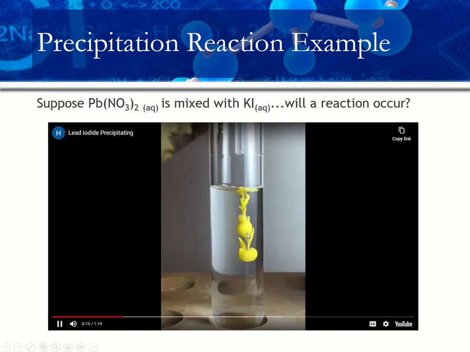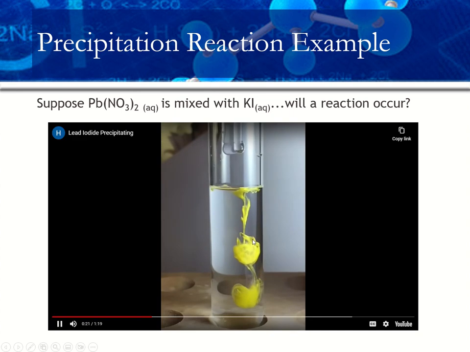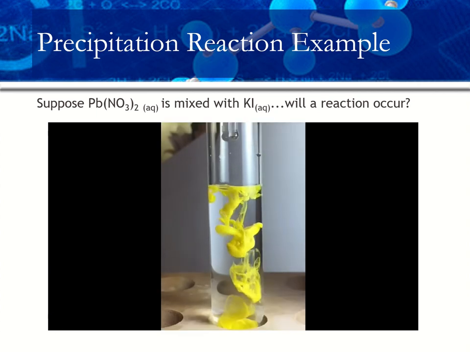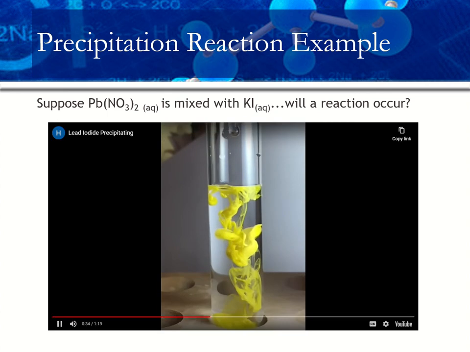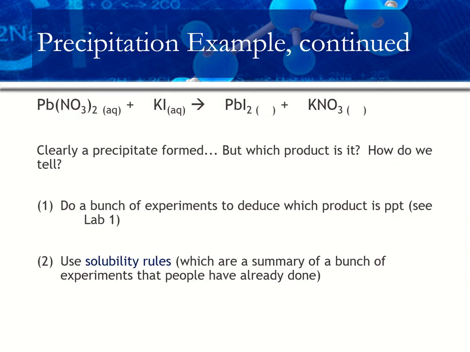All right, that brilliant canary yellow cloudiness is the formation of a precipitate. It will take a while to settle to the bottom of the container because it's very, very tiny particles, so it takes a while to settle, but each drop that hits the solution forms more of this precipitate. So we clearly have a precipitate forming. Our next question is, which precipitate?